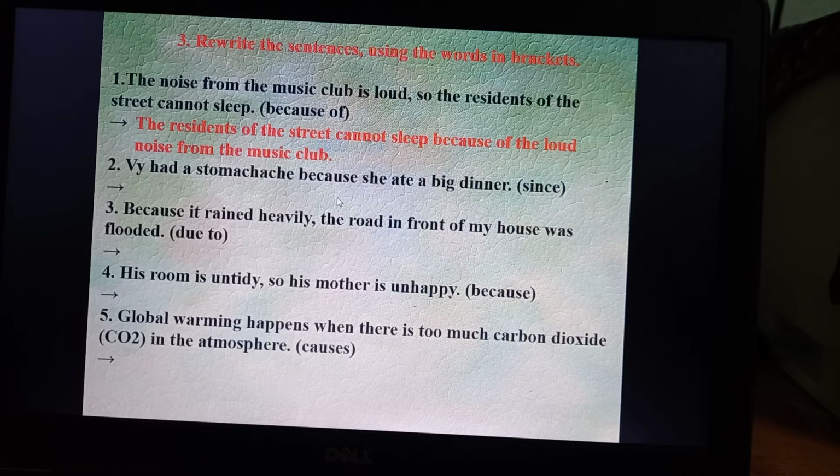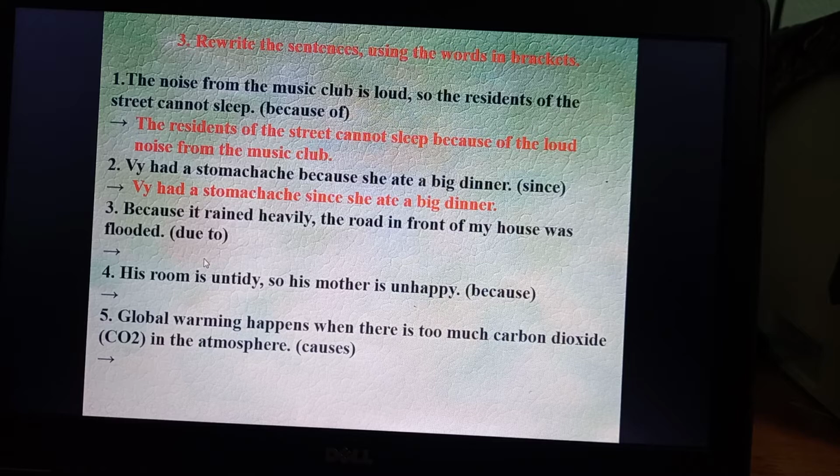Now we do another sentence. 2 minutes for you. I have the key for you. Number 2. Look at the key. We had a stomachache since she ate a big dinner. It means we had a stomachache because she ate too much dinner. Number 3. Because it rained heavily, the road in front of my house was flooded. Due to means because of. We replace because with due to.